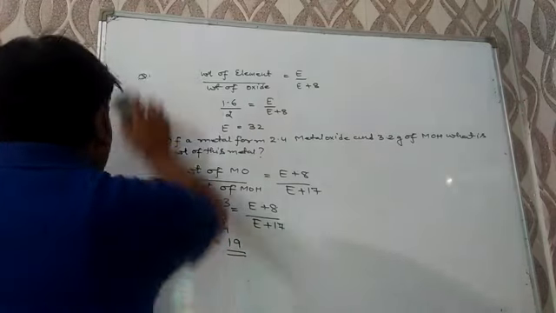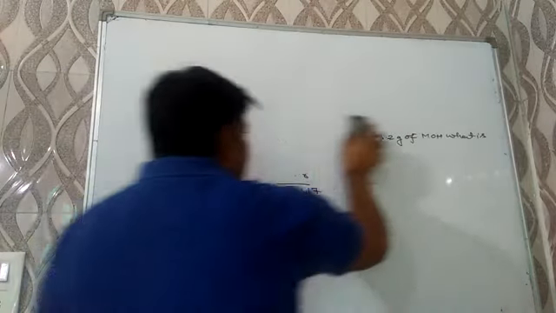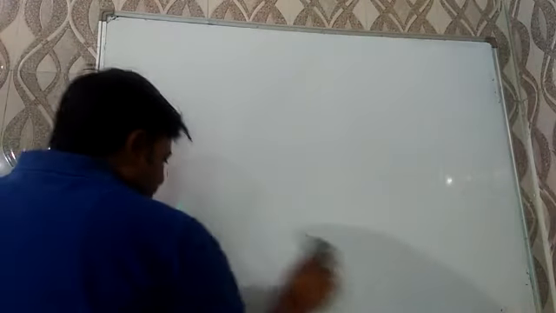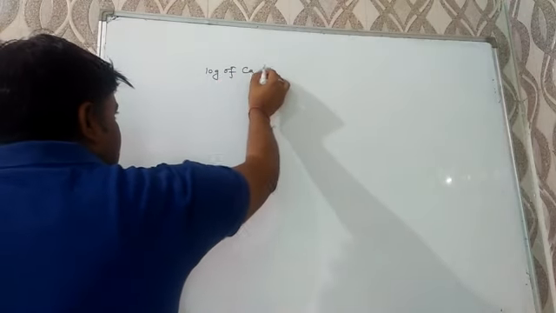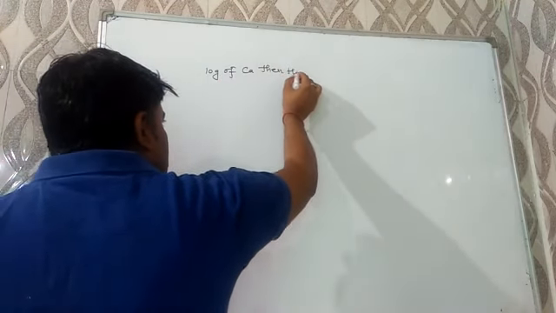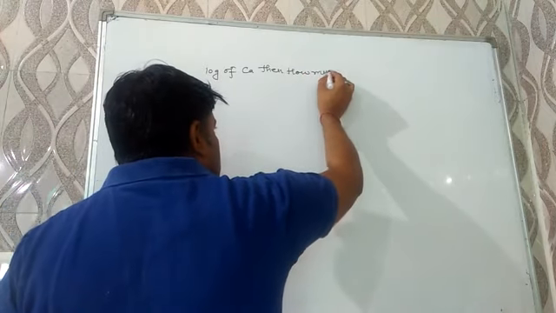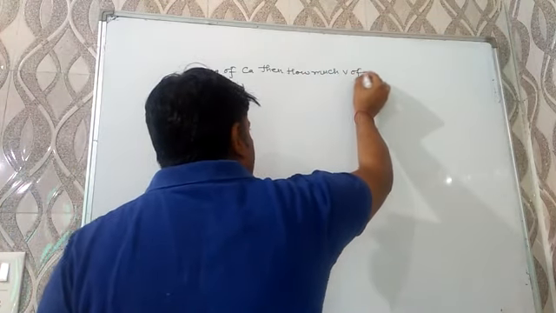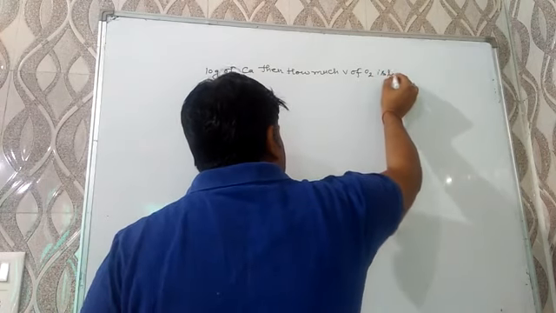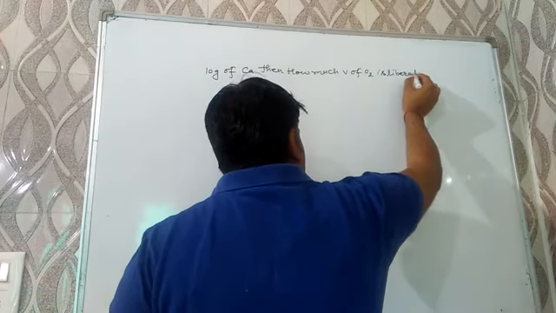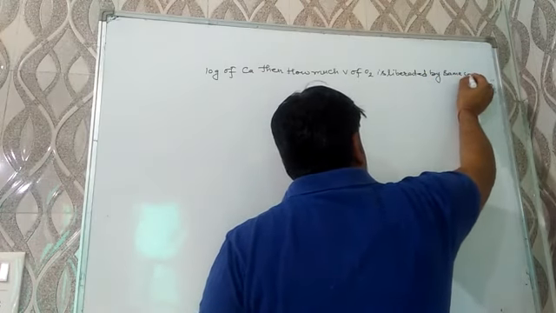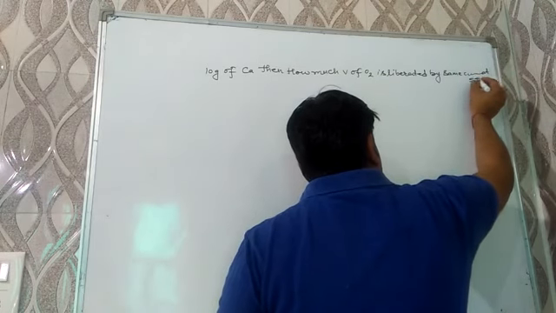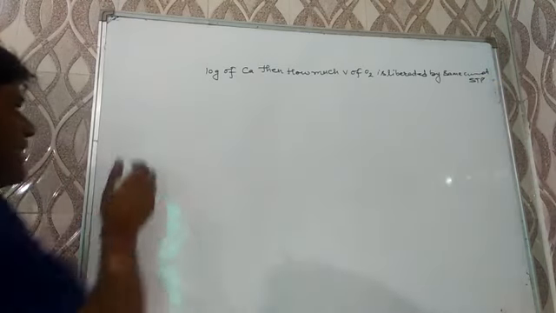Now I am taking a more important numerical. If a certain current deposits 10 gram of calcium, then how much volume of oxygen gas is liberated by the same current at STP? First of all, here we have to find out the weight of oxygen.